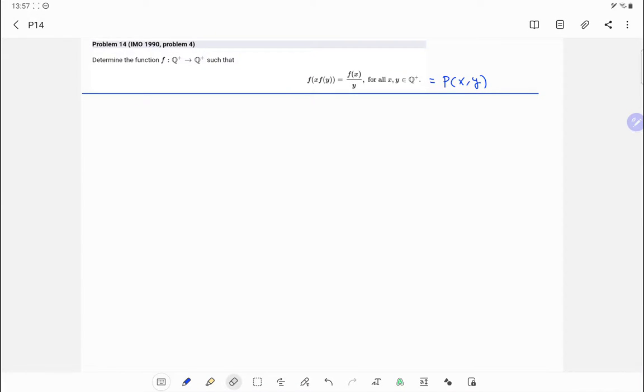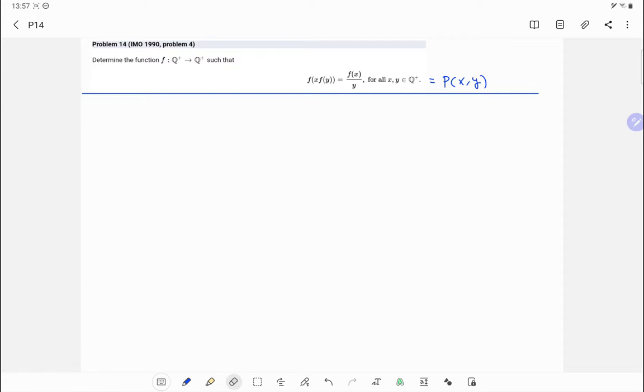A look at another functional equation from the International Mathematical Olympiad 1990, problem 4. It says, determine the function f from positive rational numbers to positive rational numbers such that f(x) times f(y) equals f(x over y) for all x, y positive rational numbers. Let's denote this functional equation as P(x, y).